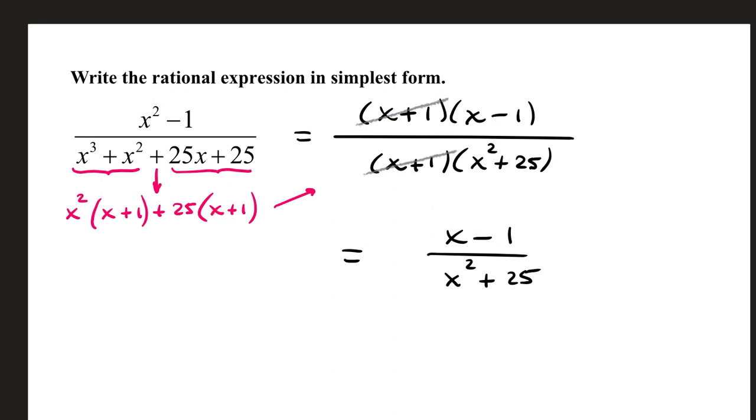We have created matching factors. We'll make a copy of x plus 1. x squared plus 25 came from each pair, and that'll make up your second factor. We have matching factors in the numerator and denominator, so those can be canceled, and that leaves us with x minus 1 on top and x squared plus 25 on bottom. Be careful, don't cancel any of the x's. Only factors, not partials.